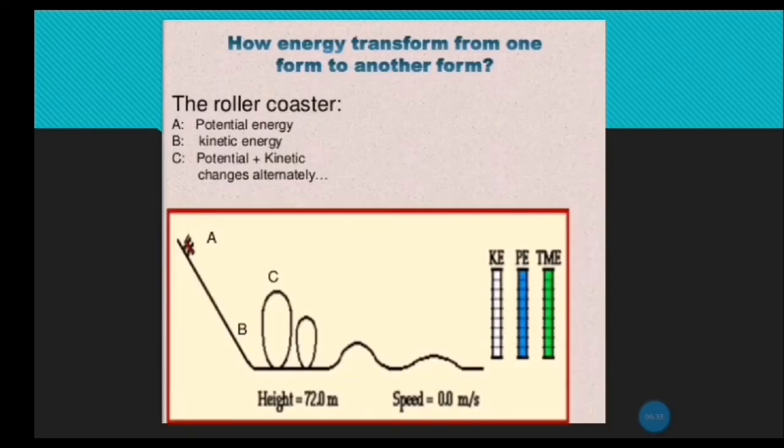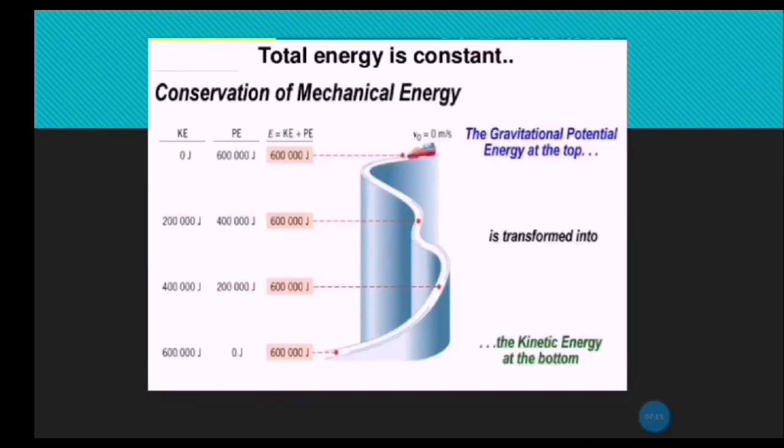How energy transforms from one form to another. The roller coaster. As you can see, I have a roller coaster. In part A, I have potential energy. In part B, I have kinetic energy because the object's going down. The potential energy is decreasing. The speed is increasing, which means I will have kinetic energy. In C, it's a position in between both, so I will have potential and kinetic together. So as you can see, the sum is always constant. The total energy is constant.